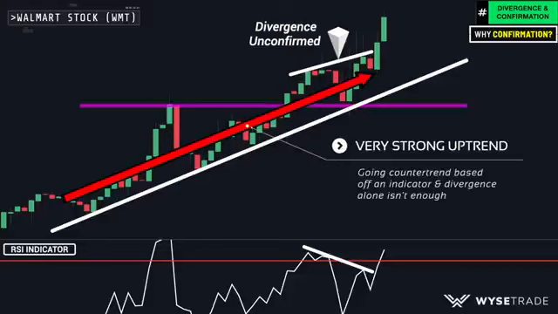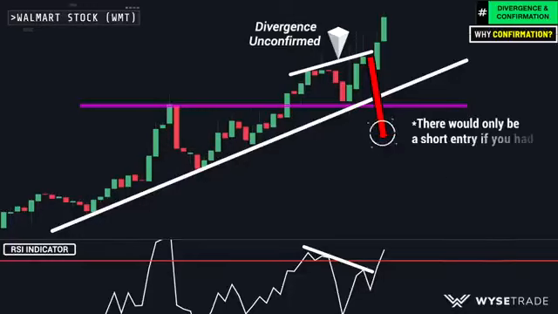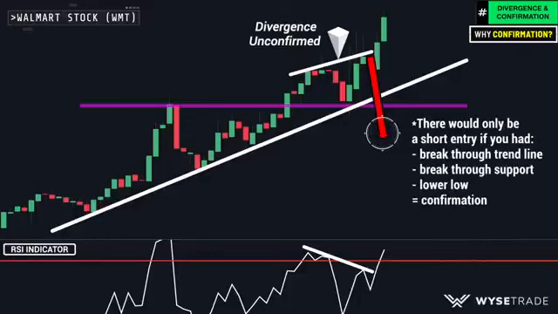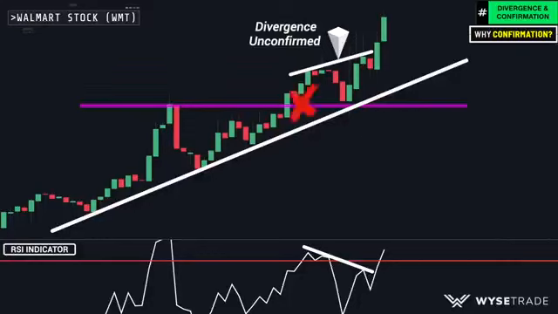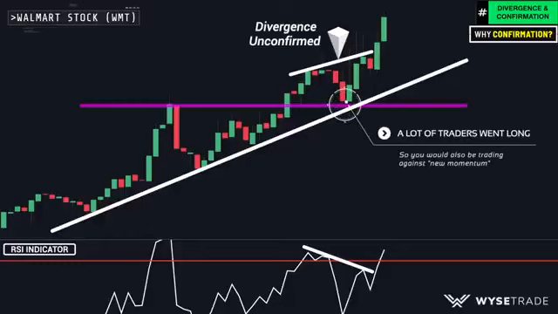As you should already know by now, you would only start considering short entries after the divergence if you had the trendline break, a break through the key support, and price making a lower low. Without that, the divergence was unconfirmed and there was no trade. To make matters worse, a lot of traders went long at this exit point here, where the trend line and key support level both lined up perfectly.